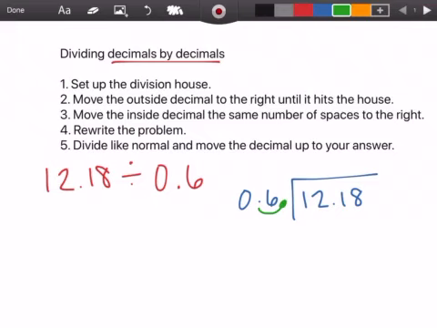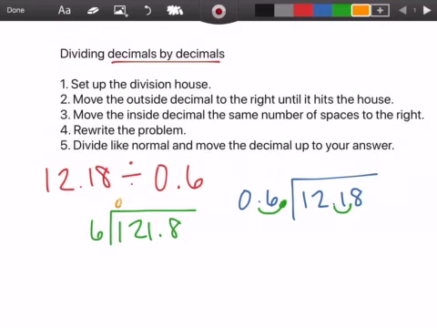Step 3 is to move the inside decimal the same number of spaces to the right. I moved it 1 space, so I'm going to move this decimal 1 space. Then we're going to rewrite our problem. So our new problem is 6 dividing into 121.8, 121 and 8/10. Now we divide like normal and move our decimal up to our answer once we're done.